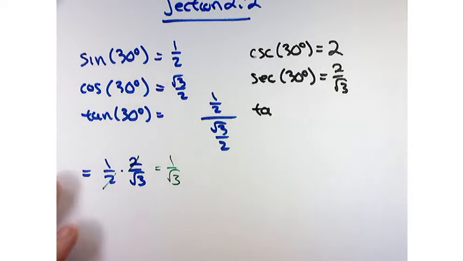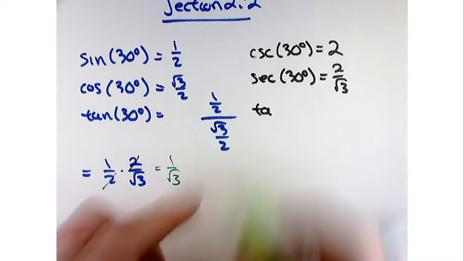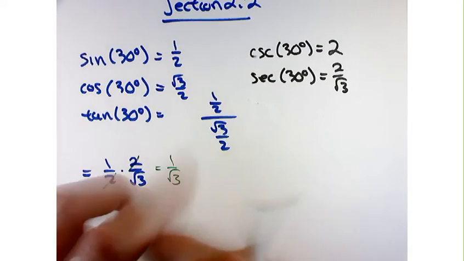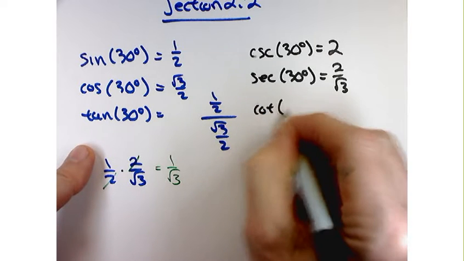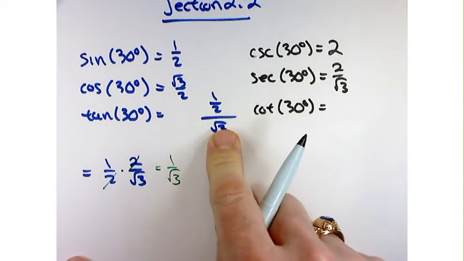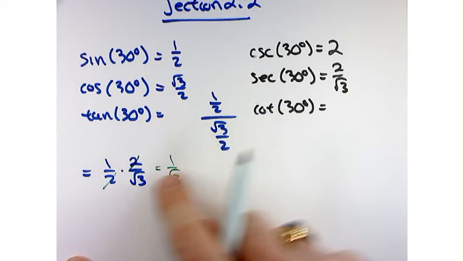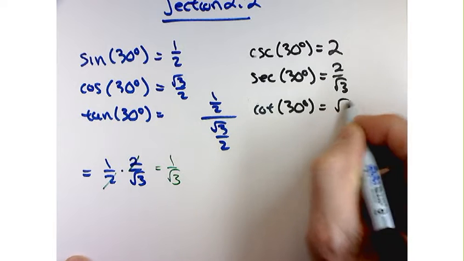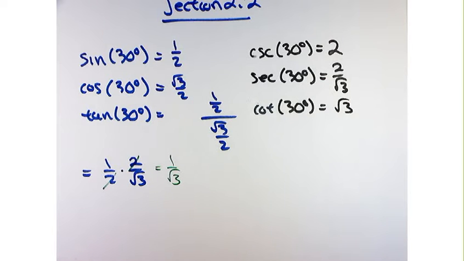And last but not least is the cotangent of 30 degrees. It's going to be the reciprocal of the tangent. Now, you notice I didn't rationalize this yet. It's my little trick that I always found it easier to take the reciprocal of this before I rationalize it. So that would be just the square root of 3. Yay.